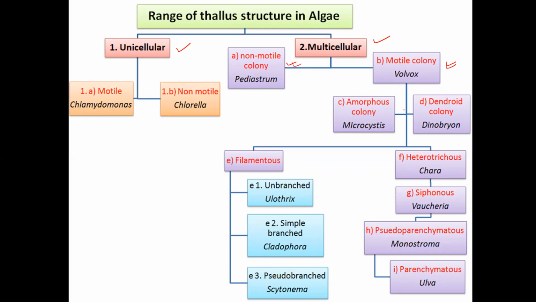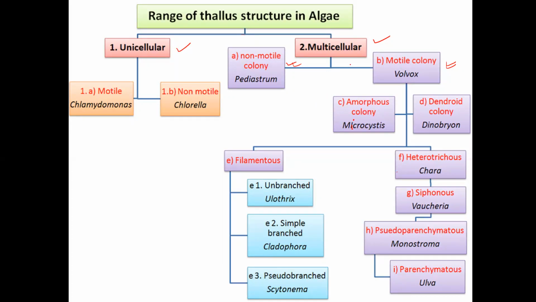Fine. This is Microcystis, M-I-C-R-O-C-Y-S-T-I-S, okay? Microcystis. Examples are also given. I hope you are noting them down. See, in each box, under each category, the respective examples are also provided. Fine. See, this colony can be amorphous, dendroid, filamentous, and filamentous heterotrichous.